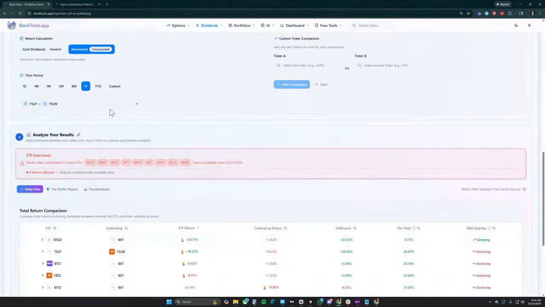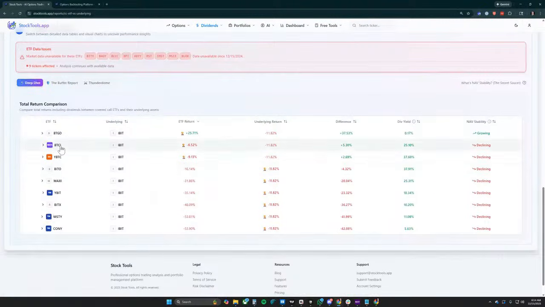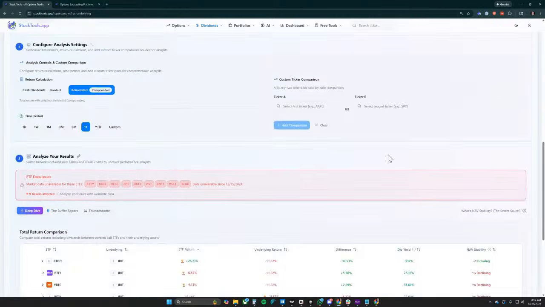We still have TSLP in there, but I can get rid of that. BTCI is doing well. It's outperforming by 5%. So that's actually doing really well. YBTC is also outperforming Bitcoin over the last year. Yeah, we can see their payout. And then you can also type in, right? Yeah, exactly. And then you can also type in.